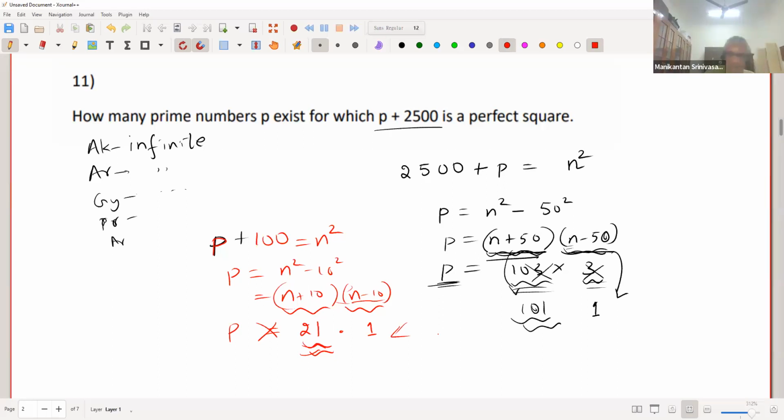Am I audible, guys, or am I still breaking? Because the difference between n minus 10 and n plus 10 is 20. Or rather, if n minus 10 is 1, that means n is 11, right? Therefore, n plus 10 becomes 21.